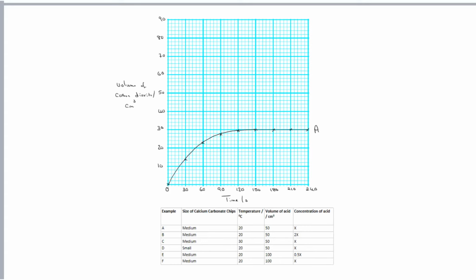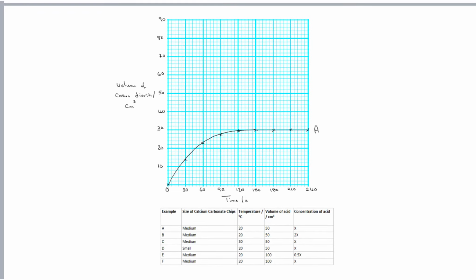So let me draw the graph for you. So an examiner marking this is going to be looking for two things. Firstly, the gradient of the graph is steeper. And secondly, we get exactly double the volume of carbon dioxide gas produced because we've got twice the number of moles of hydrochloric acid in this case.